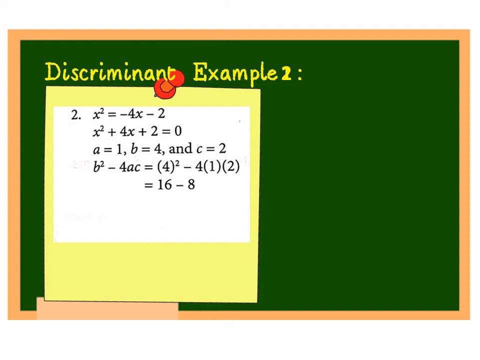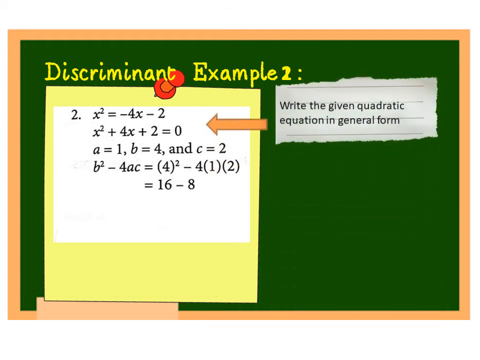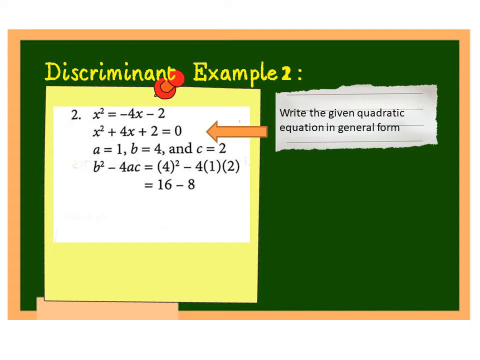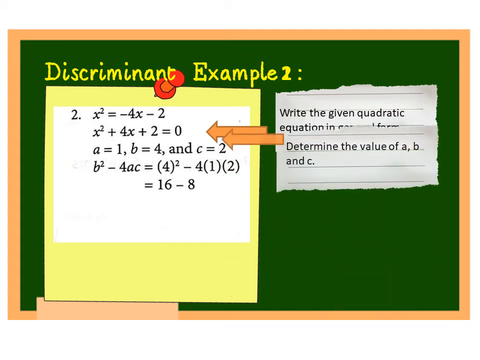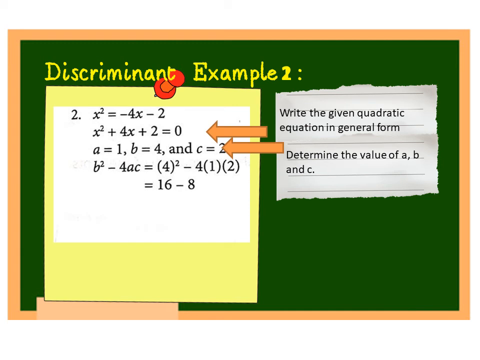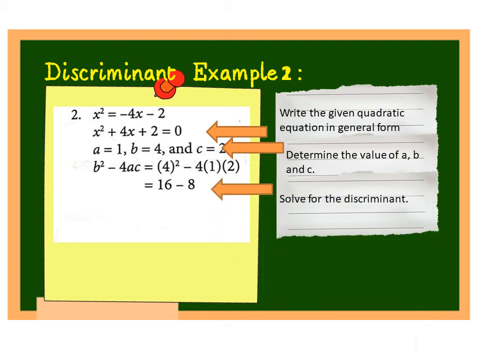We will now proceed to example number 2, where x² = -4x - 2. Write the given quadratic equation in general form. Determine the values of a, b, and c. Solve for the discriminant. And you will get the answer of 8.